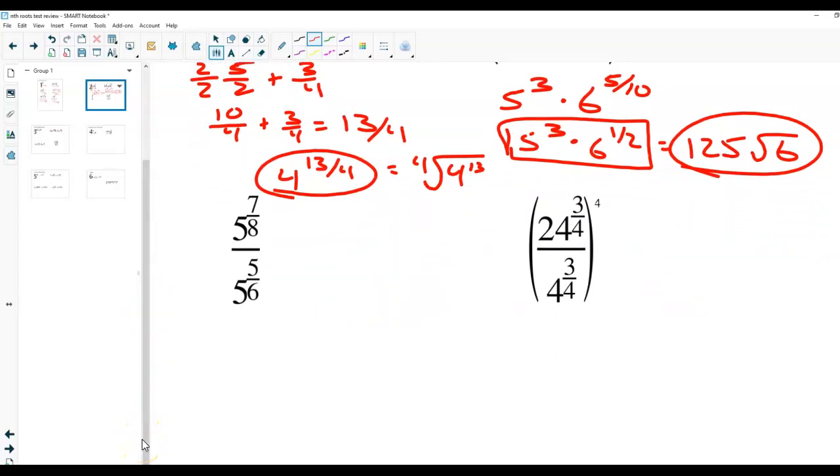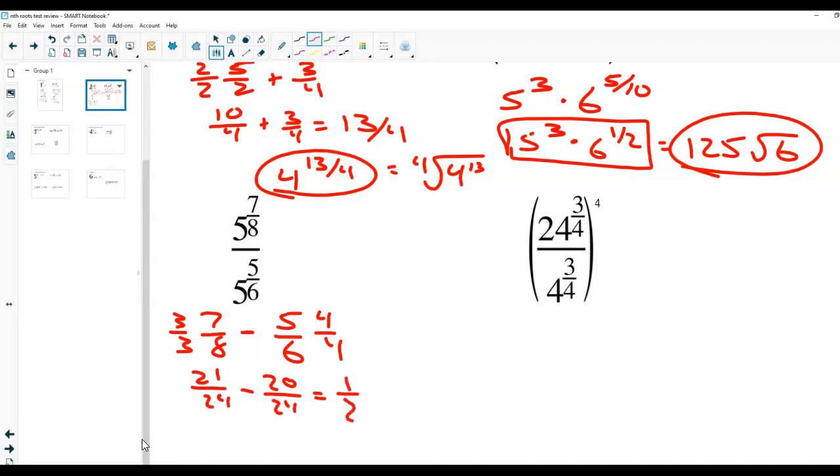Now we have the same base. When we divide, we're subtracting. 7/8 minus 5/6. I'm going to multiply the top by 3/3. I'm going to multiply the left by 3/3. I'm going to multiply the right by 4/4. And we're going to be left with 21/24 minus 20/24, which is 1/24. Once again, there's not much you can do with that. So my answer here is 5 to the 1/24. That's the answer.